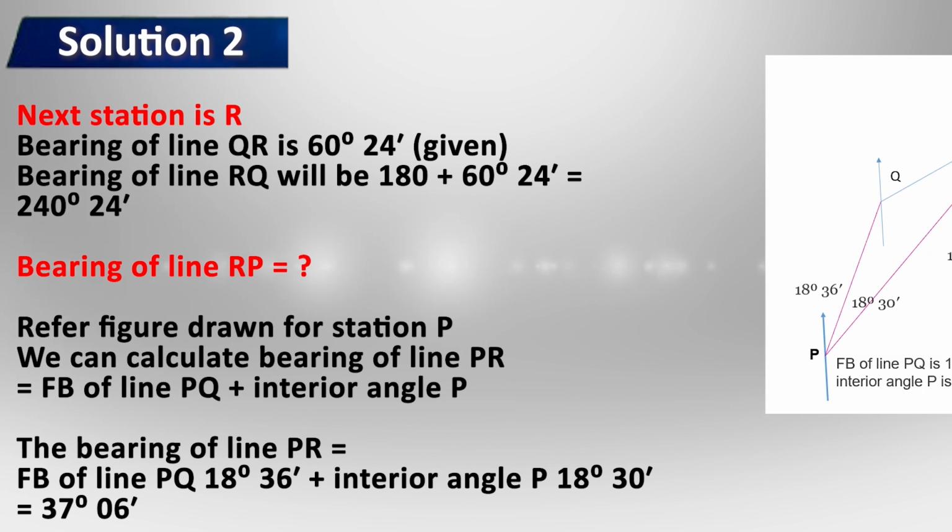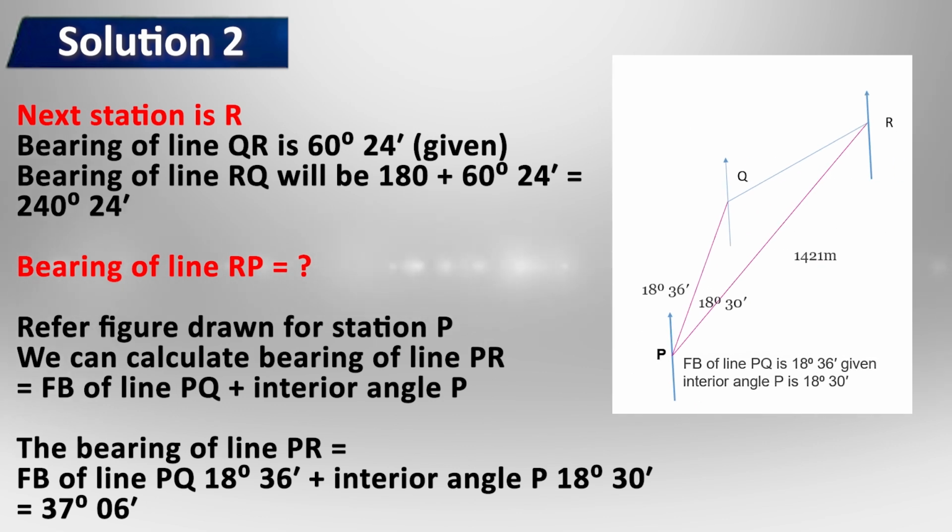Now we will move ahead in the traverse. The next point will be station R. Bearing of line RQ, that is the back bearing of line QR. The bearing of line QR is given as 60 degrees 24 minutes, but since we are at station R, the bearing of the line RQ will be calculated by adding 180 to the forebearing of the same line, that is 60 degrees 24 minutes.